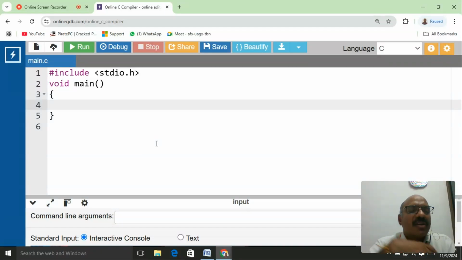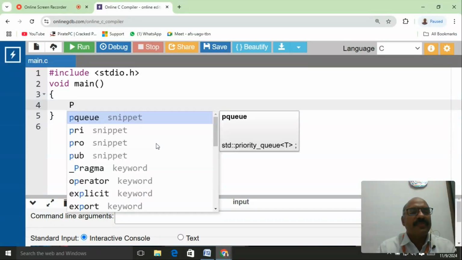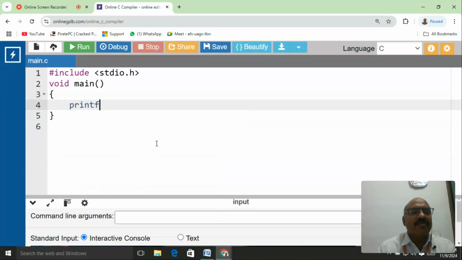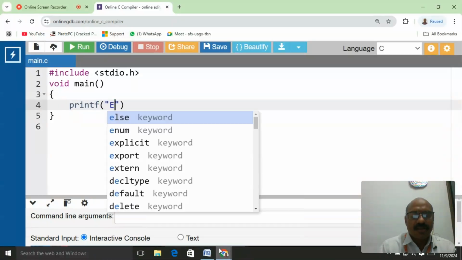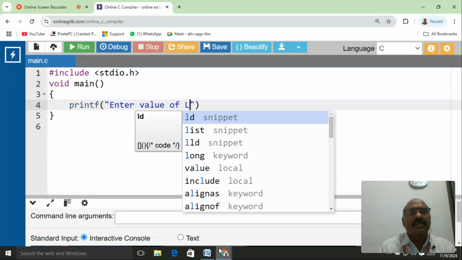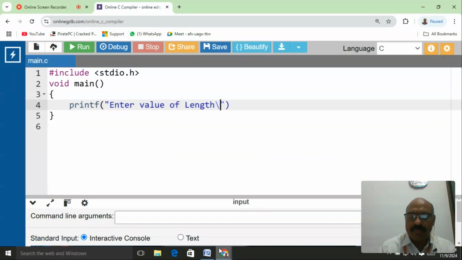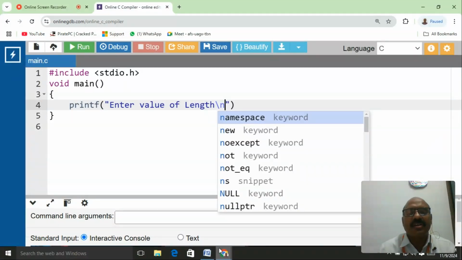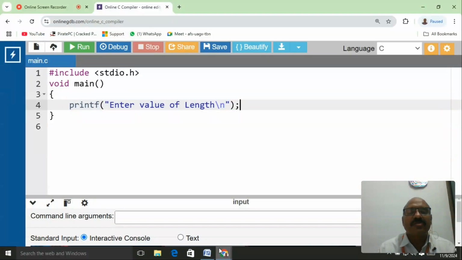First of all, actually here at this point, we are going to write the declaration. Don't worry. First I am going to take the input, and after that finally I am going to write the output. Printf, right? Printf, right? Enter value of length, backslash n is the escape sequence which transfers the control to the next line.